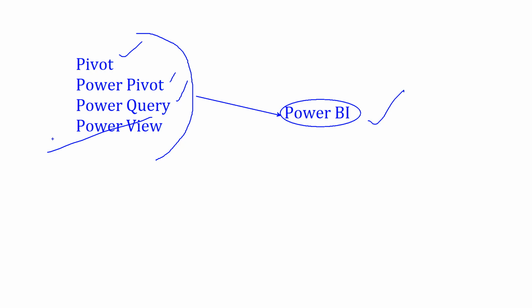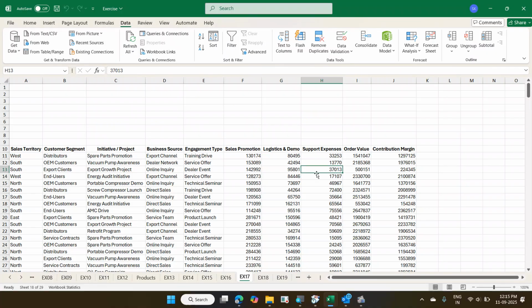So we will start with pivot now. நம்ம pivot ல start பண்ண போறோம். So we are going to create a pivot. Before creating a pivot, what is the report I am going to expect: sales territory wise, customer segment wise. I want to know the sum of sales, logistics, support expense, order value. இது எல்லாத்தையும் sum பண்ணணும் territory wise and customer segment wise. That's the report which we are going to create.